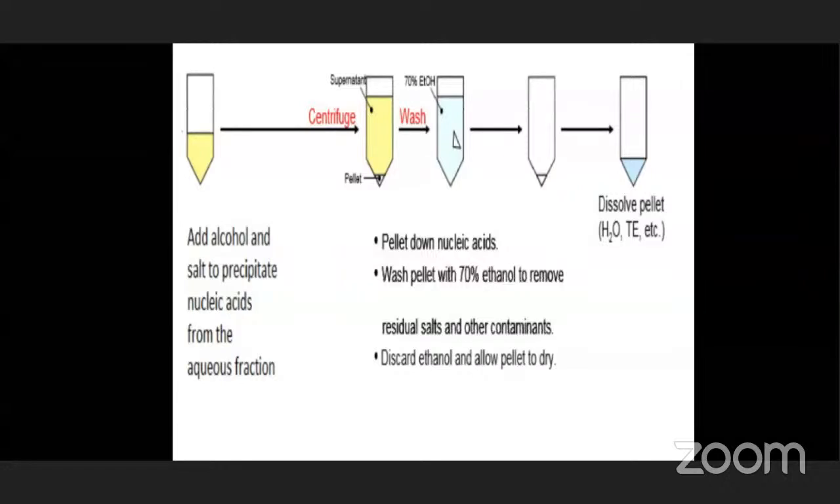After centrifugation, there is supernatant and pellet. The pellet is the nucleic acid. That pellet is washed with 70% ethanol to remove other compounds, residual salts, or other contamination, and the ethanol is discarded to allow the pellet to dry. This process is very important for obtaining a pure form of the DNA. The pellet contains nucleic acid, and it will be dissolved in water or TE.